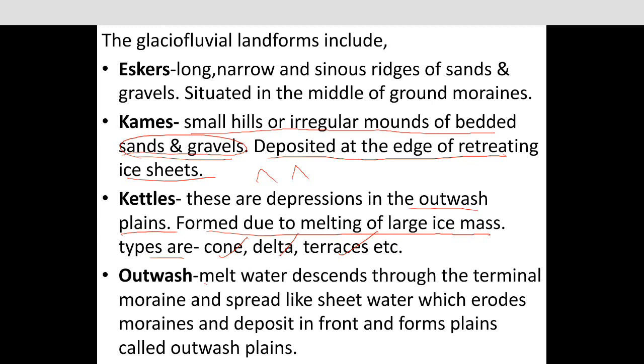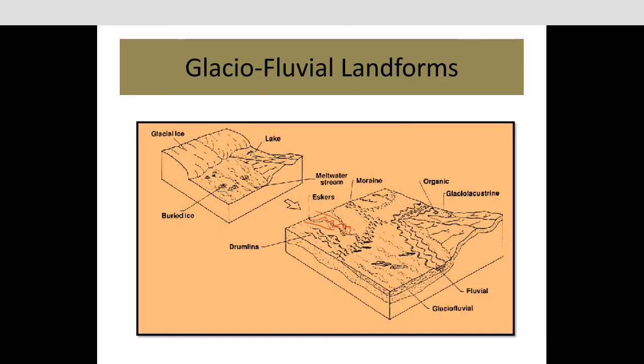Outwash: meltwater descends through the terminal moraine and spreads like sheet water, which erodes moraines and deposits in front and forms plains called outwash plains. So the glaciofluvial landforms mainly occur when the glaciers melt and flow. It also carries ice and debris along with it and forms different landforms like eskers, kames, kettles, outwash plains. So these are the glaciofluvial landforms.